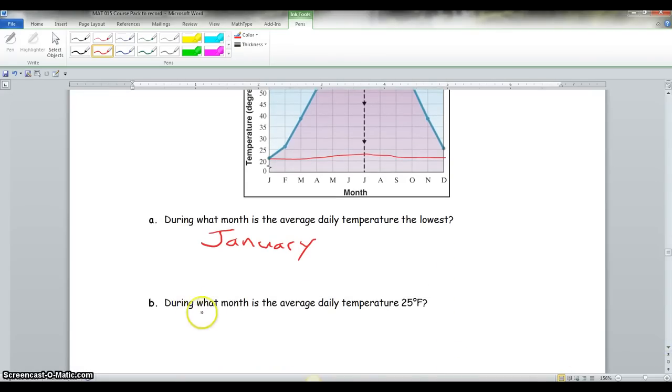So now we have B. During what month is the average daily temperature 25 degrees Fahrenheit? So we go here to 25. And if you go across here, the only month that has 25 is December. See, this is slightly above that, but December is directly on the 25. So it's December.